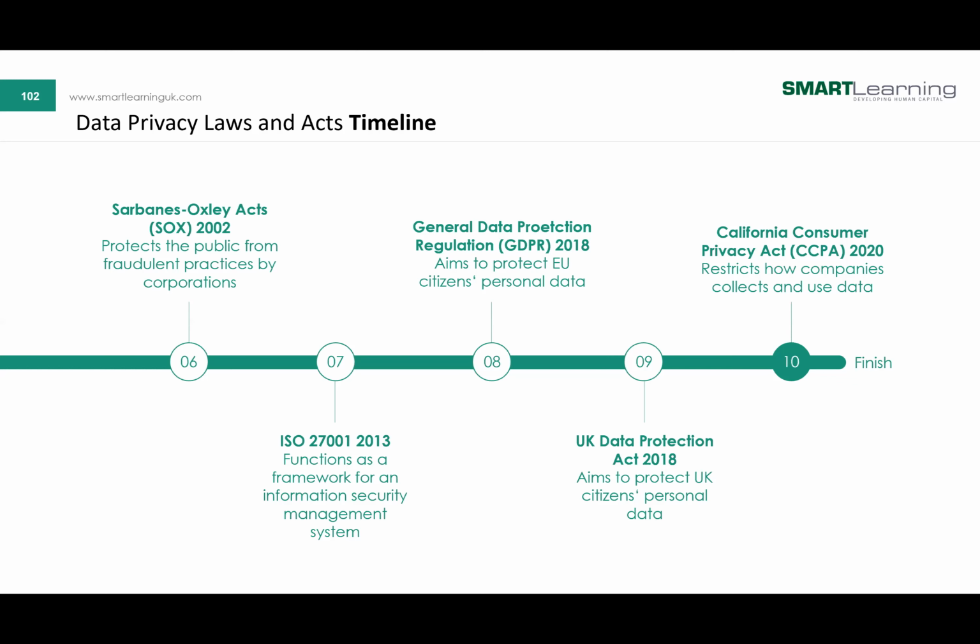27001, the 2013 version is what we're still using. That's been 7 years in the running. Before then, we had a 2005 version. That also took 7 years before it was reviewed. 2013 was reviewed last year, but it still carries the 2013 badge with it. Okay? That's the one we said is the head of the family in the 27000 series.